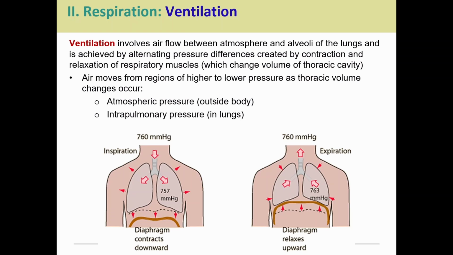So we have what we call the atmospheric pressure, which is the pressure outside of your body. And then we have what's called the intrapulmonary pressure, which is the pressure found inside your lungs. So your lungs are going to be pushing, right? They're going to be kind of pushing in a certain direction, creating a certain pressure that is going to be different from the pressure on the outside.